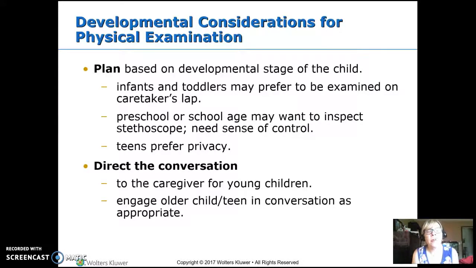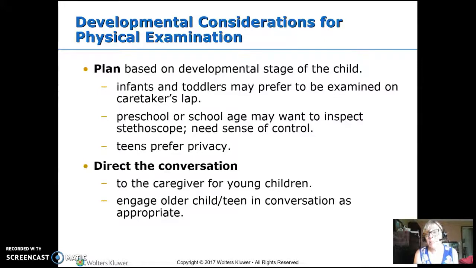So physical considerations, as you make this plan of getting your assessment based on their developmental age. For infants and toddlers, they probably want to stay on their caretaker's lap. Toddlers, approach them slowly. Don't come at them too fast and too aggressively. Preschoolers and school-age children, let them touch things and look at them before you use them.